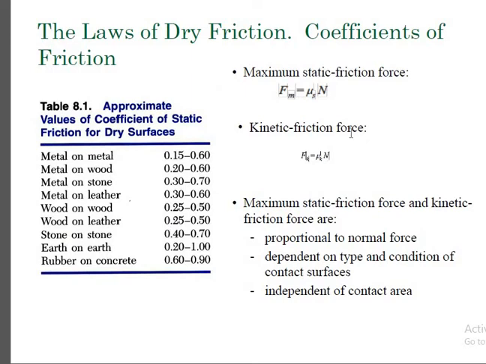Now the maximum static friction force is given by Fm equals mu s N, and the kinetic friction force Fk equals mu k N. Both the maximum static friction force and the kinetic friction force are proportional to the normal force, and depend on the type and condition of the contact surfaces. But one important thing is that they do not depend on the contact area. For a small contact area the friction force may be the same as for a large contact area. These are some characteristics of the friction force, both static and kinetic.